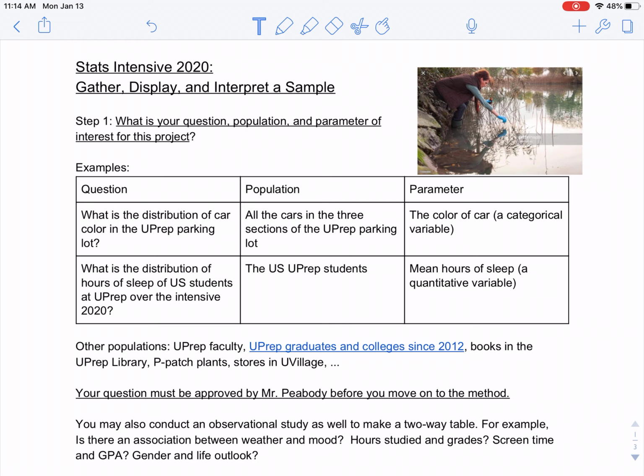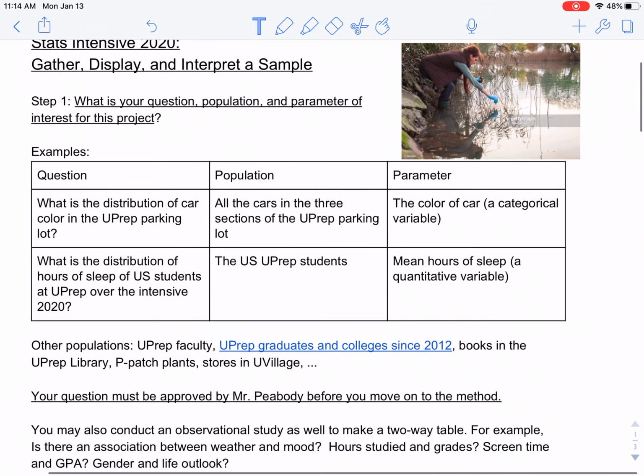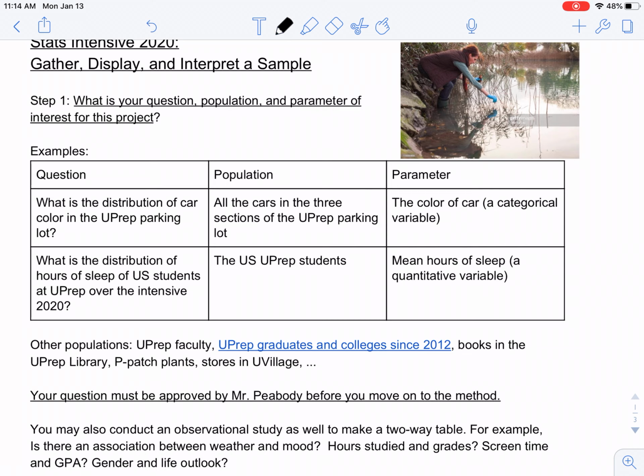So before you watch this video, you should have watched already a video on sampling methods where you learn about different methods and procedures when it comes to conducting a true representative sample. Here is what you and your partners are going to do. Number one, you need to start with a question. And that question needs to address what your population is and what your parameter is, that is, if you're getting a mean or a proportion.